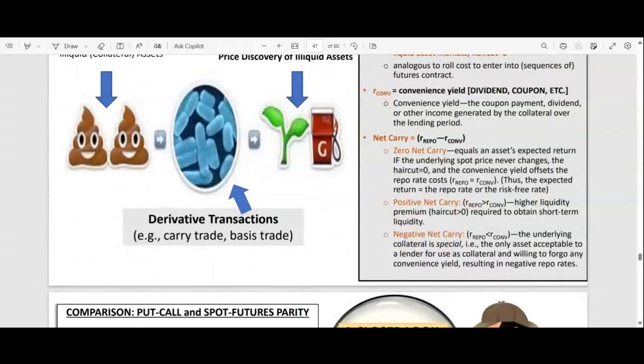So what am I saying here? Higher liquidity premium haircut. You can have negative repo rates, and that's because the underlying collateral is special. All right, so I can talk about that later. That means that the person holding the collateral is willing to give up the convenience yield because the collateral that they want is special. They only want a certain type of collateral. They don't want just any collateral. They want a specific collateral. And I think I asked you guys a question on that on the problem set. So you'll see a question of what that means. All right.